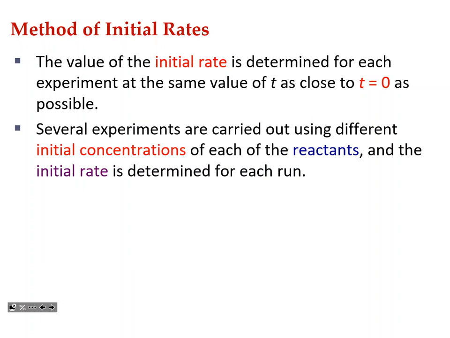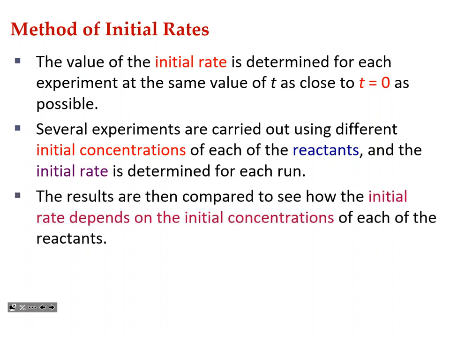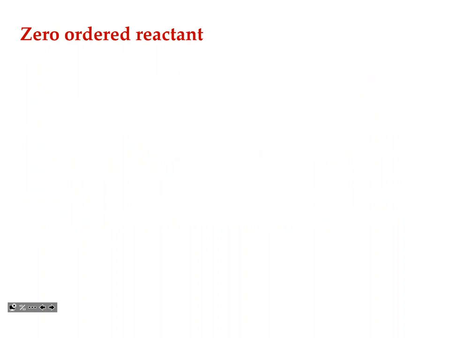Several experiments are carried out using different initial concentrations. They vary the concentrations between the different reactants, so then we can calculate it. The initial rate is determined for each run, and they create a nice experimental data table for you. The results are then compared to see how the initial rate depends on the initial concentrations. So we do a mathematical analysis of the data, and I'll show you how to do that, and we'll be able to tell the order of the reactants. But before we do the calculating, let's know what they actually mean in terms of rate.